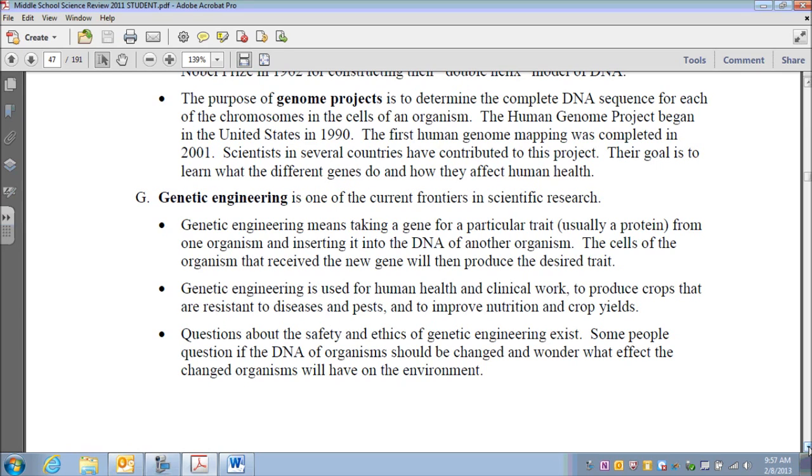Questions about the safety and ethics of genetic engineering exist. Some people question if the DNA of organisms should be changed and wonder what effect the changed organisms will have on the environment. This ends the heredity and genetics section.